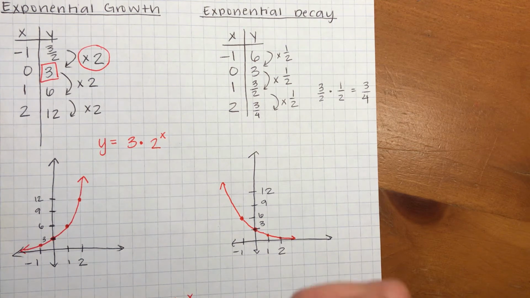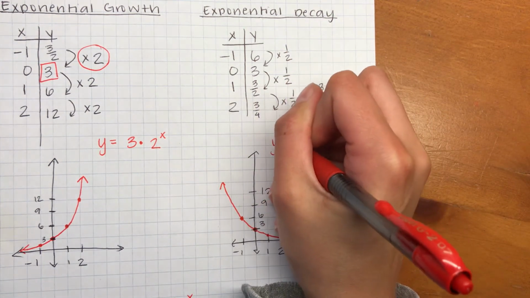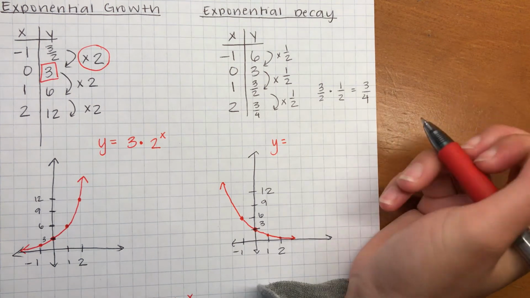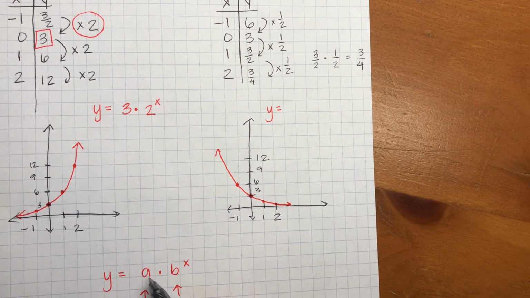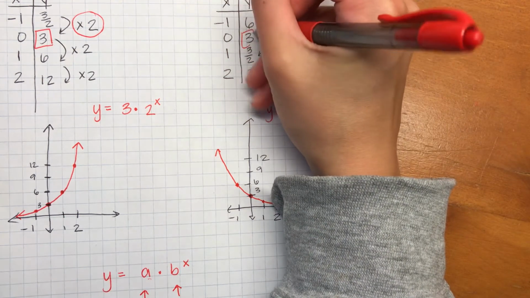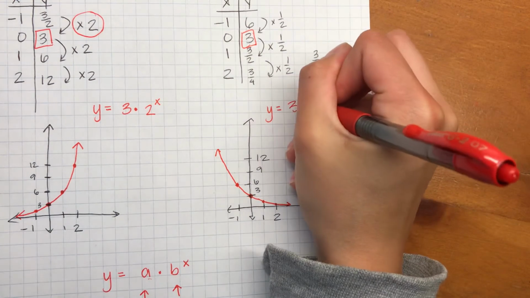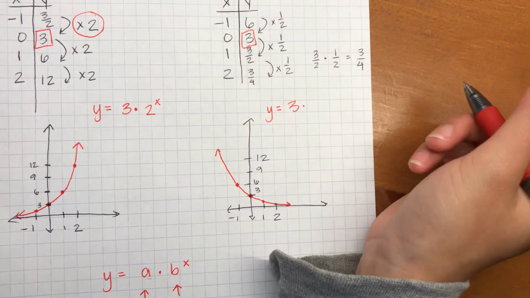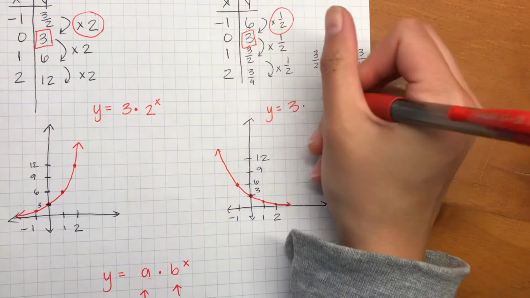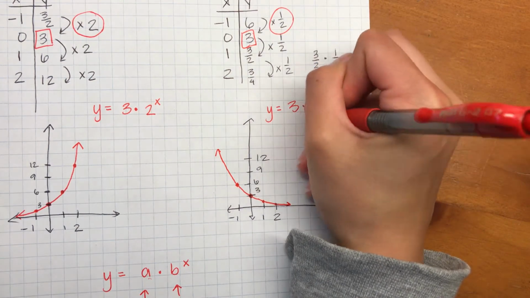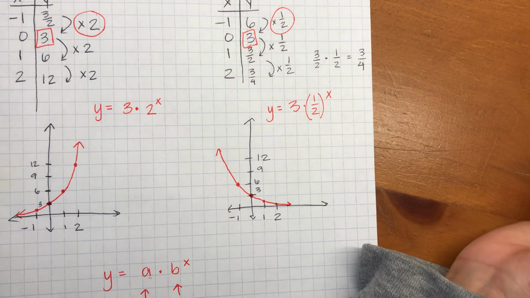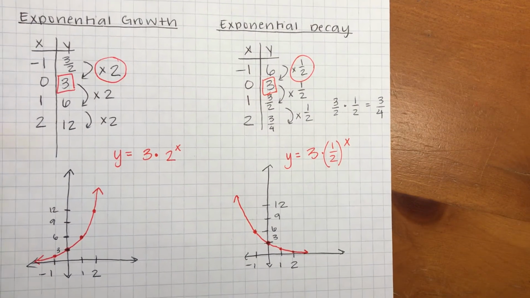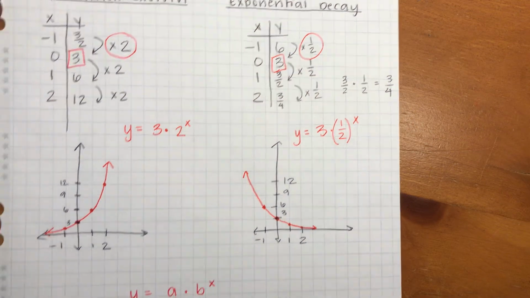And if I'm going to write a formula for that, or my function notation, again, we're going to take my y-intercept, my a value is 3, times my ratio, which this time is 1/2. I'm going to put this in parentheses, to the x. All right, so let's formalize that definition.